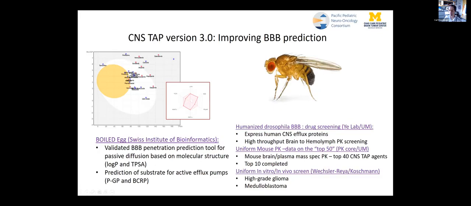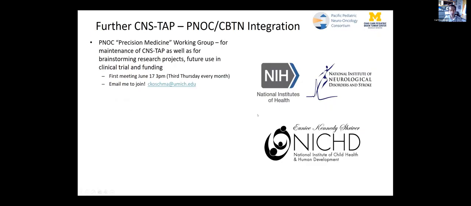And then we're starting to work outside of high-grade glioma with the folks in the medulloblastoma working groups to build in vitro and in vivo screens that are objective, looking at a pathway. You might have group 3 medulloblastoma. How does that do with these drugs? Maybe that's what we use for our IC50 across the whole platform rather than the various literature. These are things we are working on right now to further integrate with PNOC and CBTN.